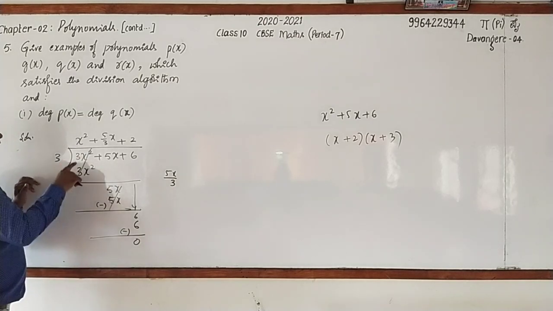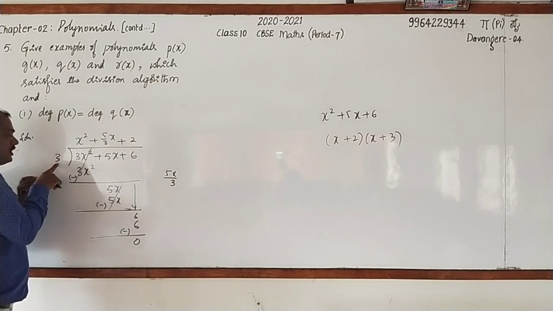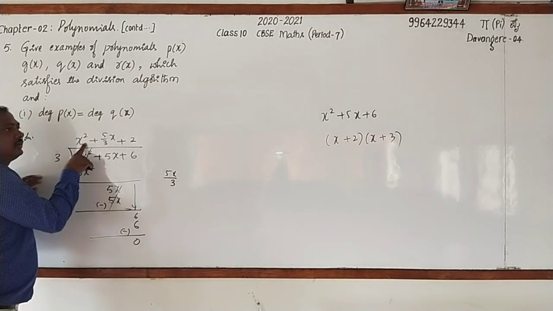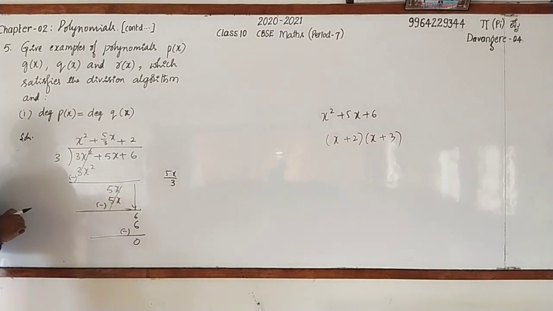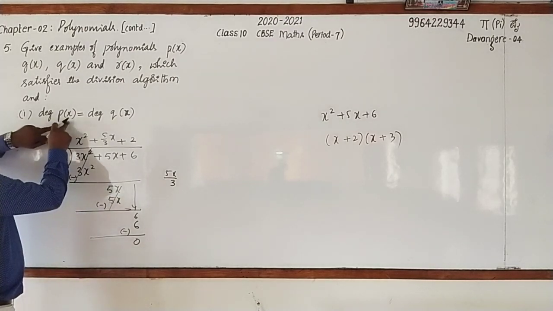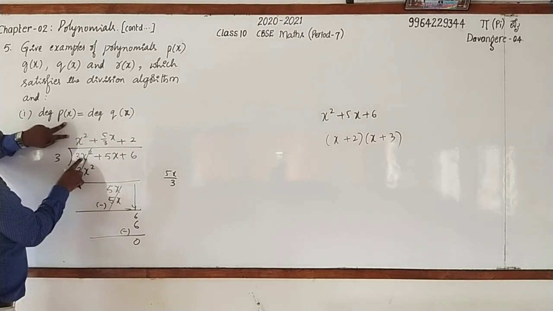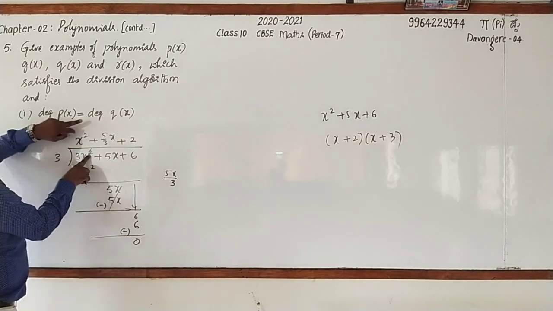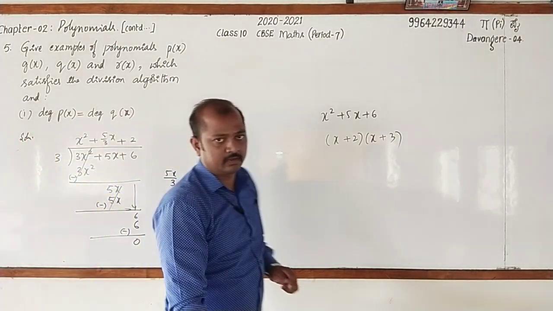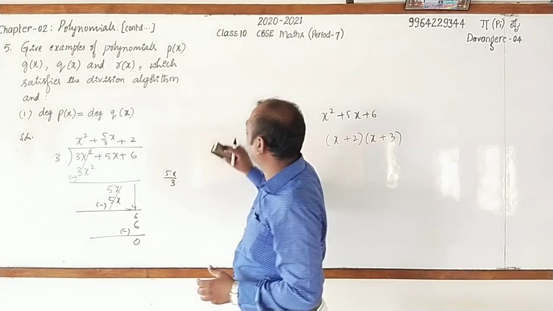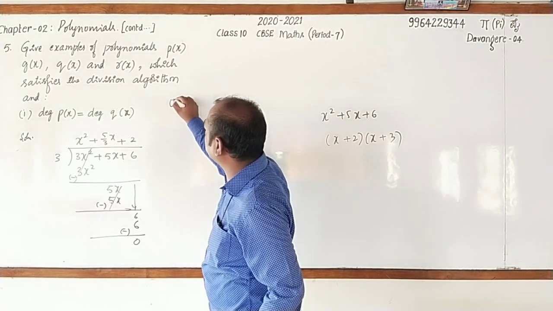Now you observe. P of x is this, G of x is 3, Q of x is this, and R of x is 0. Condition is degree of P of x should be degree of Q of x. What is the degree? It is 2. Degree of Q of x, that is also 2. Hence it is satisfied. Understood? Okay. Now, it can also be done in another way.